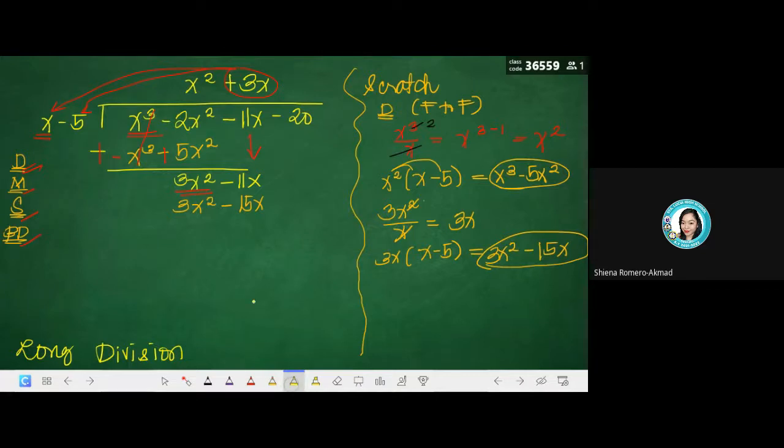Then we will now proceed to subtraction. Dahil nag-subtract ka, ang gagawin mo sa sign ay imbes na positive, magiging negative, at imbes na negative, magiging positive. So this will be negative, ito magiging positive, and then proceed to addition. So ito, magiging 0, and we have negative 11x plus 15x. What will be the answer?